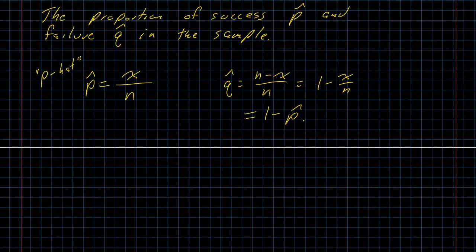P hat and q hat are going to be fractional values. They're going to look like probabilities. Sometimes you will see them referred to as the experimental probability. And as we move onward, the tool that we're going to be looking at for working with these is to use the proportion of success and the proportion of failure as a tool for estimating the population probability of success and the population probability of failure.